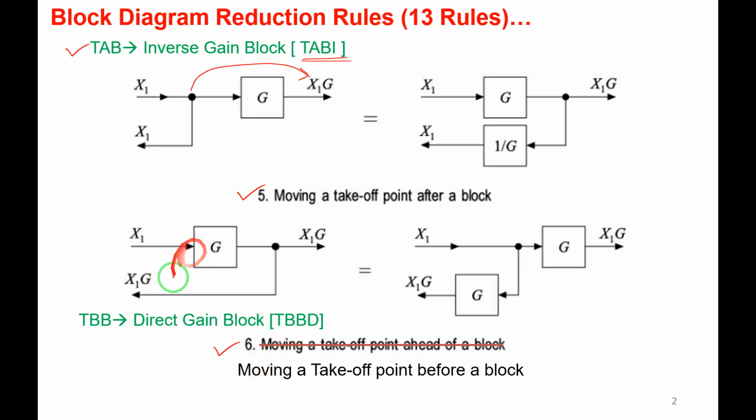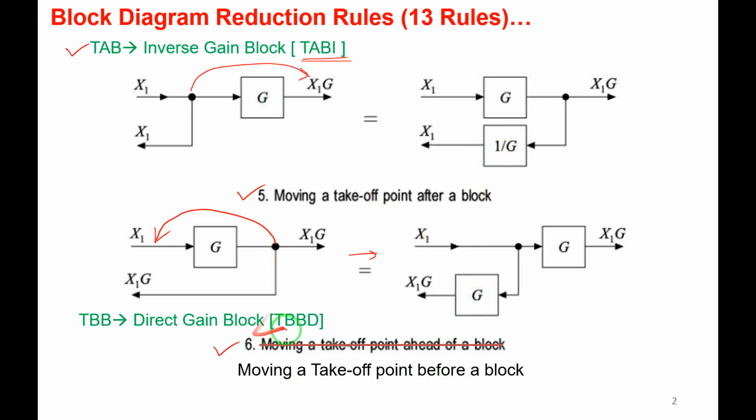Then next, we will go to rule number 6. If I observe this diagram, the block is here and the takeoff point is there. I want to shift the takeoff point before a block. Let us have a look at this diagram. The takeoff point has been taken here before a block, and the block is here. Then what are the changes? Observe here, if I move the takeoff point before a block, it has to pass through the direct gain block, G. In the first case, the fifth rule, it is passing through an inverse gain block. Here it is passing through the direct gain block.